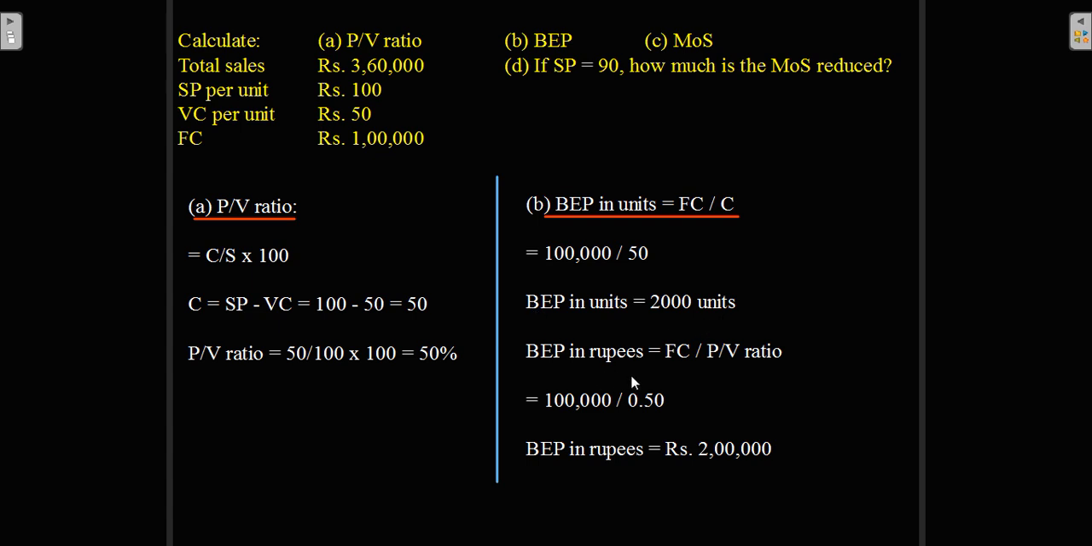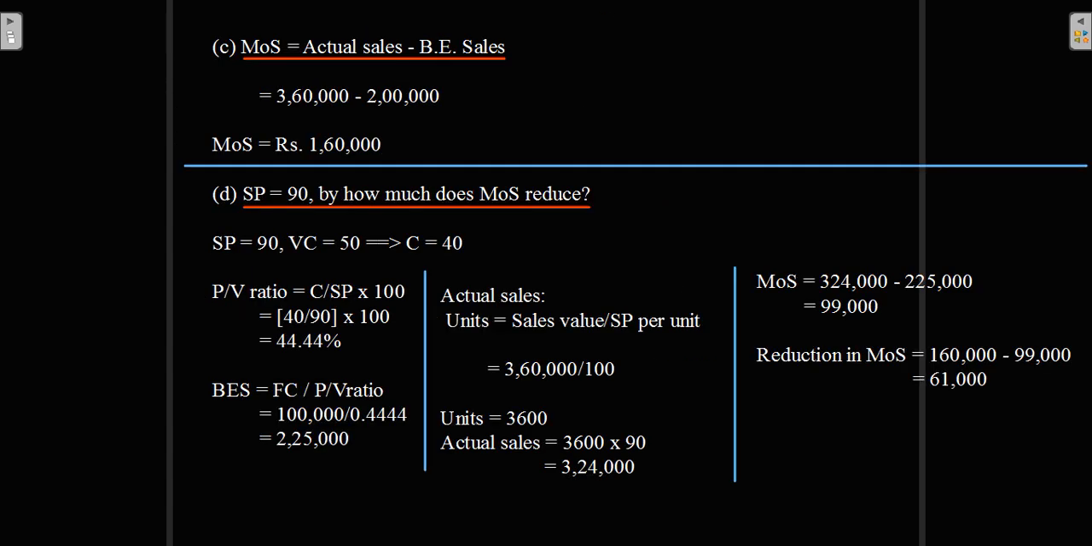In the case of value, fixed cost divided by PV ratio. PV ratio we have already found in the earlier part. So 1 lakh divided by 0.50, 2 lakh. Now margin of safety. Margin of safety is actual sales minus break-even. So we know the actual sales is 3,60,000 minus the break-even sales, which is 2 lakhs, 1,60,000.